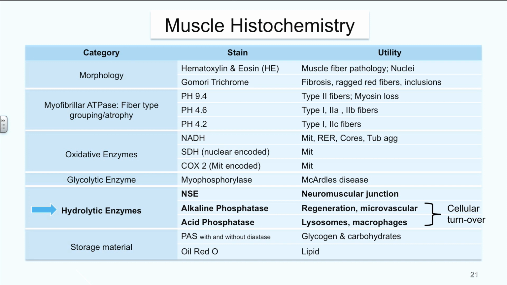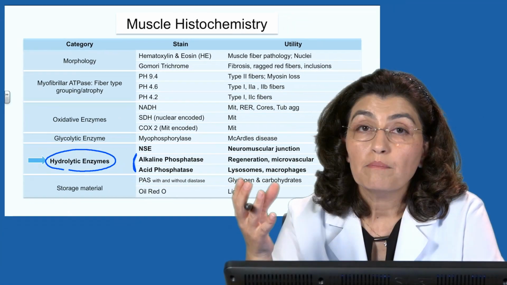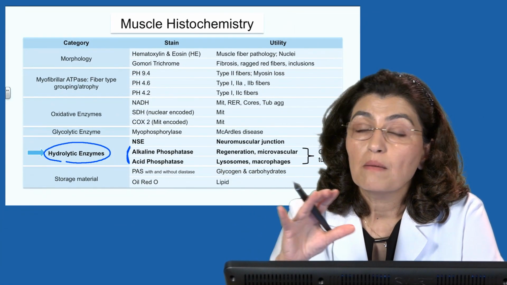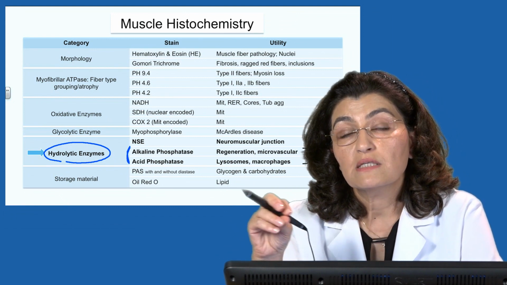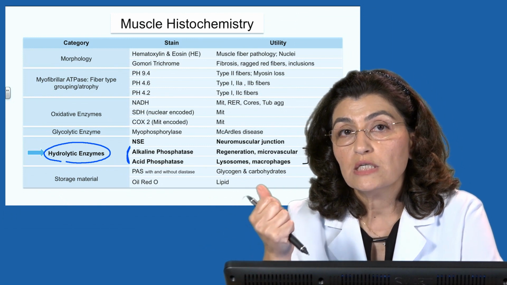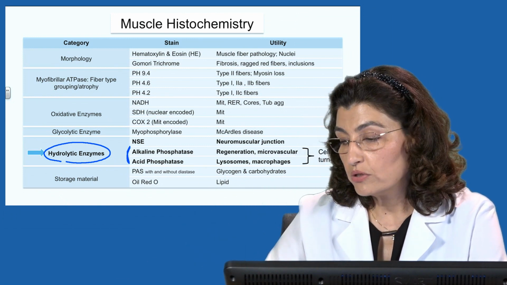Now, among hydrolytic enzymes, we have other sets of studies that we can do, and those studies generally are aimed to show the turnover in the skeletal muscle, meaning that if there is an injury in the skeletal muscle, how severe that injury is, and is there any potential for regeneration. So you have to know. We can have an idea by using basic morphology, but we prefer using specific reactions to show us really the regeneration and degeneration.